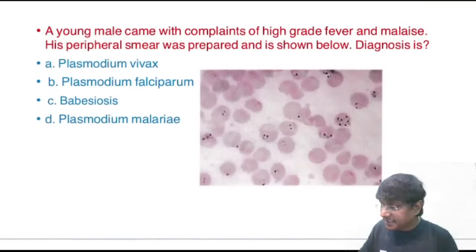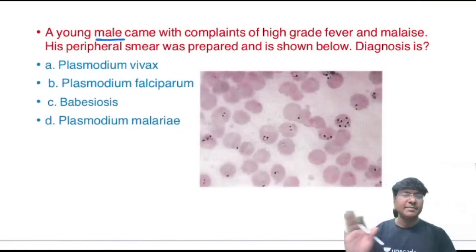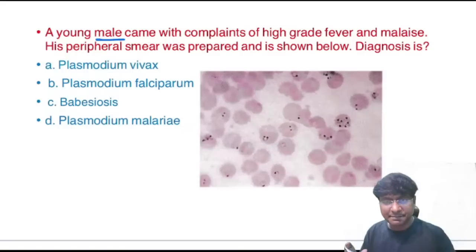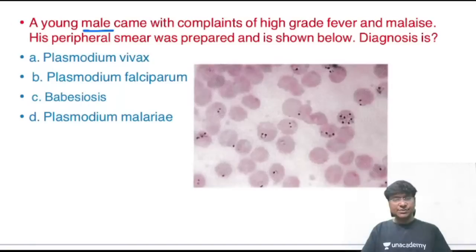A young male came with complaints of high-grade fever and malaise. His peripheral smear was prepared and is shown below. What is the diagnosis? Vivax, falciparum, babesiosis, Plasmodium, malaria.